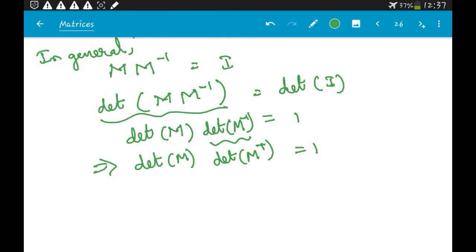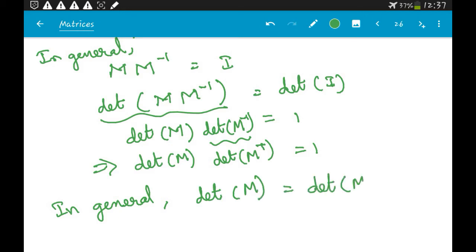Now we also know that the determinant of any matrix and the determinant of the transpose of that matrix are the same. So in general we know that determinant of M is equal to determinant of M transpose. This is in general. This is not just related to orthogonal matrices. This is for every matrix.